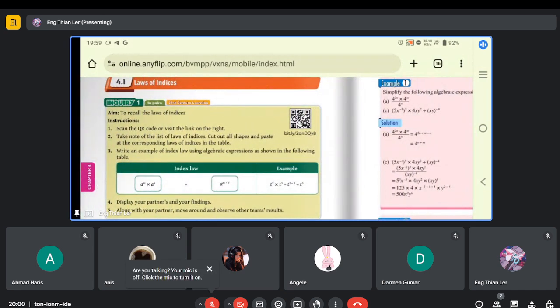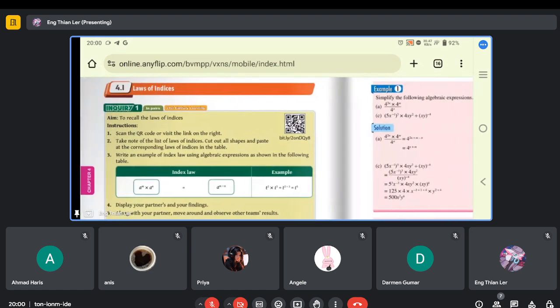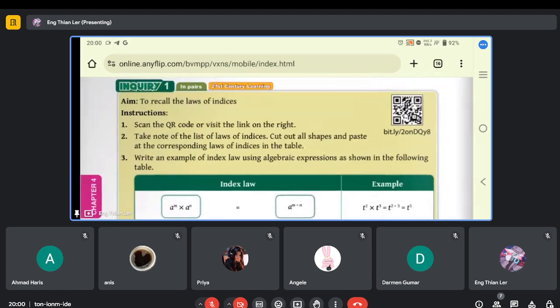Alright, it's 8 p.m. so we can start the class. Today we are going to learn a very new topic, and probably for you this topic is pretty hard, but I could teach you some techniques for how to do it. So let's continue to the first subtopic, 4.1 law of indices.